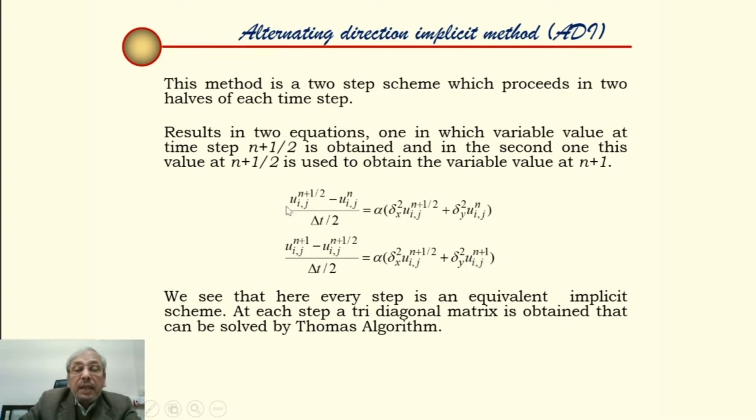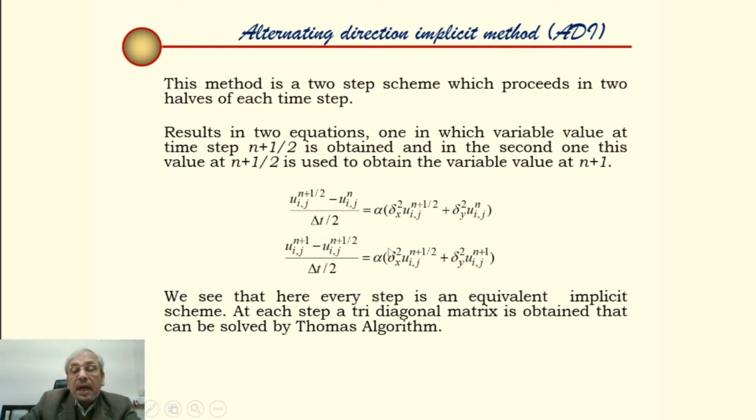When we apply the first step, n plus half is unknown. It is on the left hand side. It is also on the right hand side, because the central differencing operator in x direction is applied on the dependent variable at this unknown level. And again, having known values at n plus half level, when we progress to n plus 1th level, on the left hand side we write uij n plus 1 minus uij n plus half by delta t by 2.